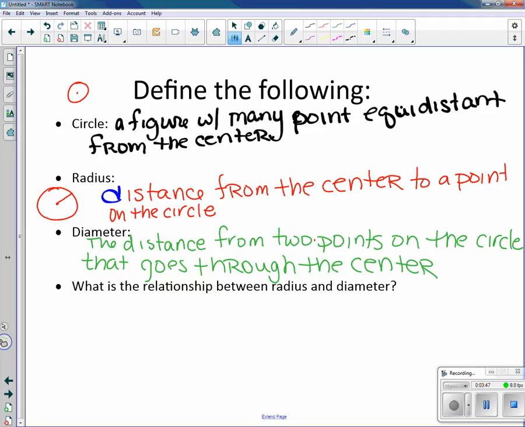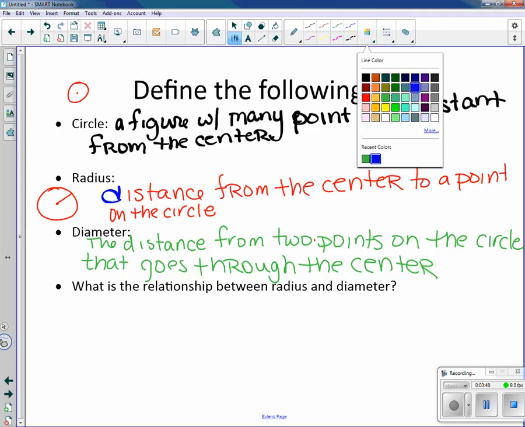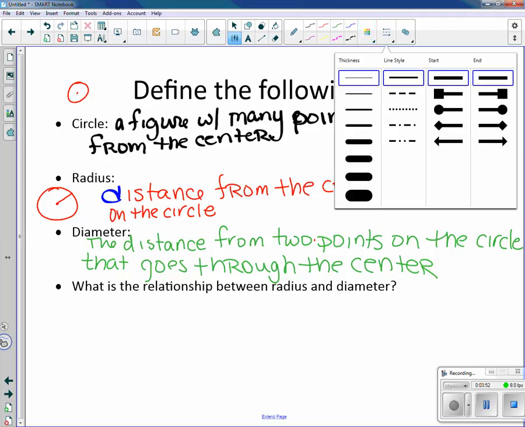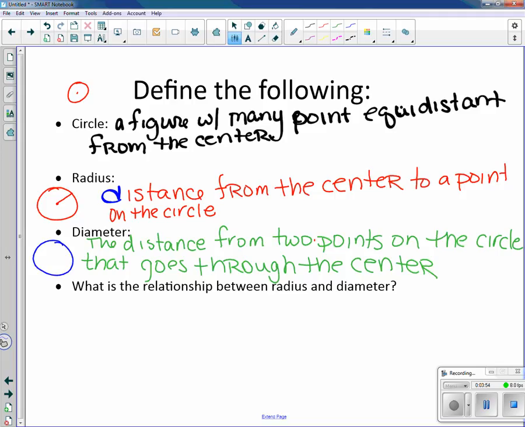So an example, and I'm going to move out of your way, I promise. An example would be the following. But it has to go through. It does not matter where it goes, as long as it goes through the center. Okay? It can go diagonal, it does not matter.